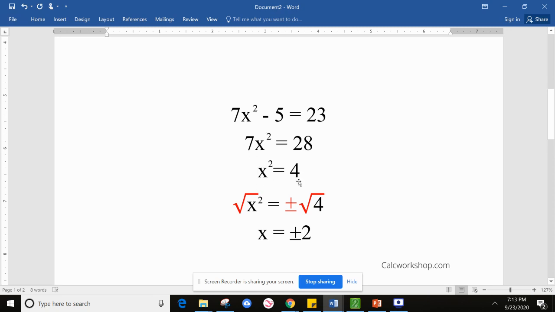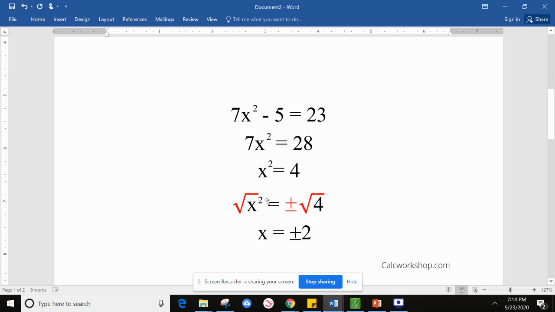Now, the first thing you need to do, the first goal in solving an equation like this, is to get the squared term by itself on one side of the equal sign, and you have accomplished that. Now, x squared is by itself. So it's time to square root both sides, just like we have here.